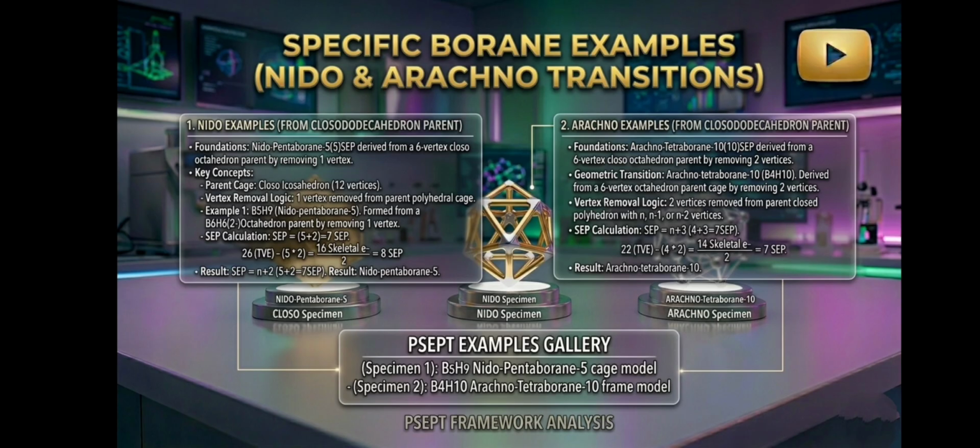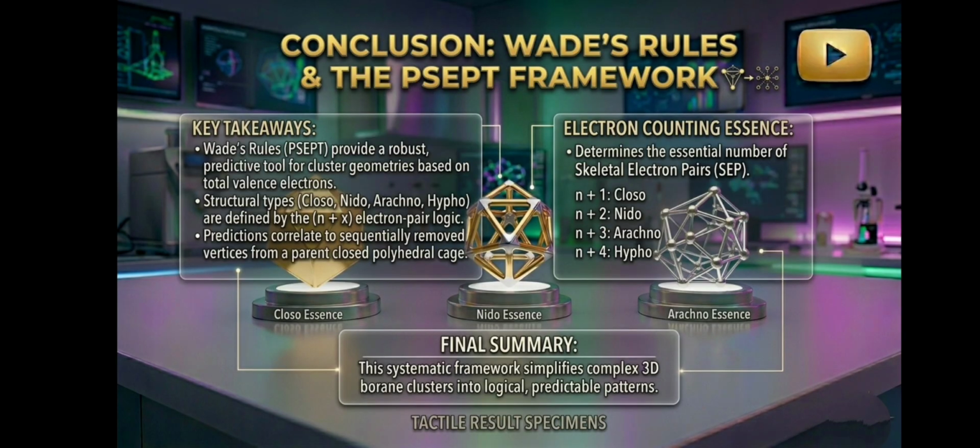Now, let's wrap up everything in our conclusion. The essence of this theory lies in the skeletal electron pairs as we have discussed. N plus 1 gives us the symmetry of a closed cage. N plus 2 opens it into a nido nest. N plus 3 creates the arachno web. And n plus 4 leads to the hypo network. Every structural transition corresponds directly to the sequential removal of vertices from a parent closed polyhedral cage.